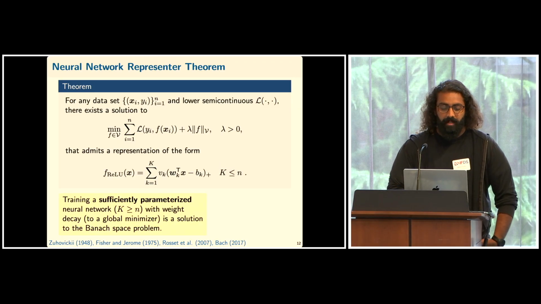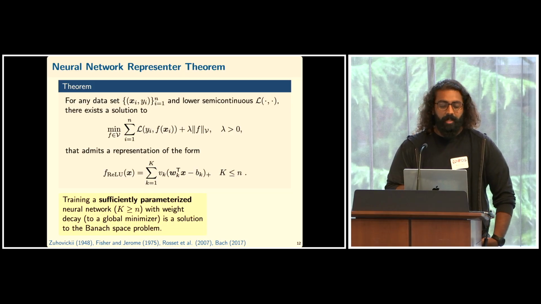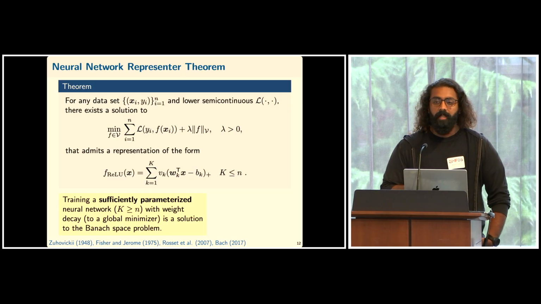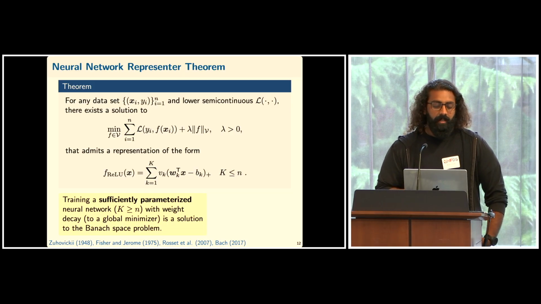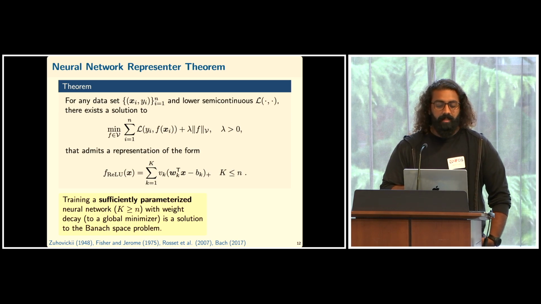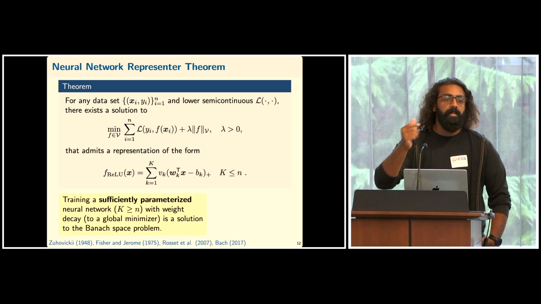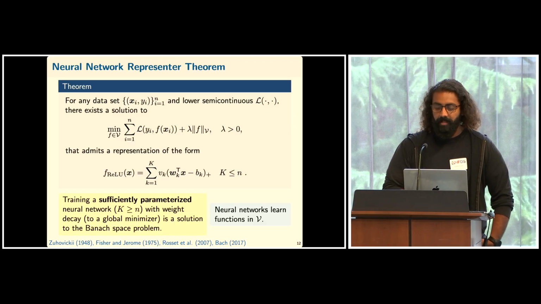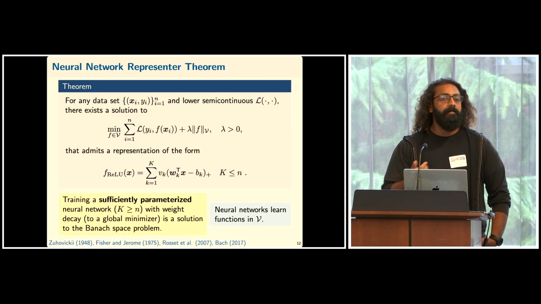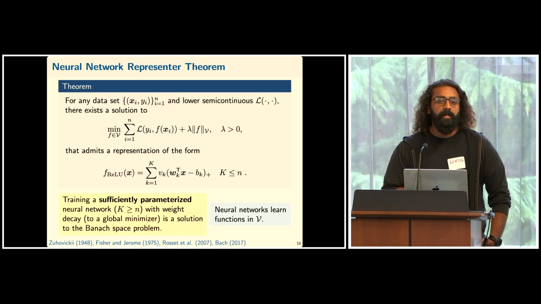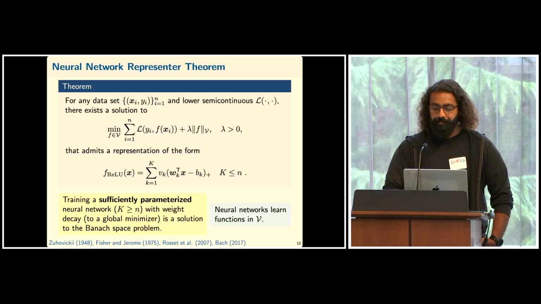So what this means, though, is that if I'm training a sufficiently wide neural network, meaning my width is at least the number of data, with weight decay to a global minimizer, then every one of those will actually be a solution to the Banach space problem. Said differently, the kinds of functions that neural networks learn are precisely the ones in this space V.